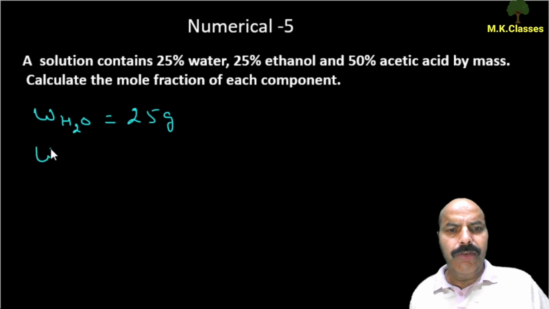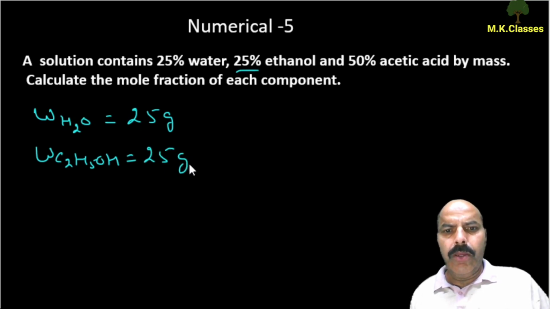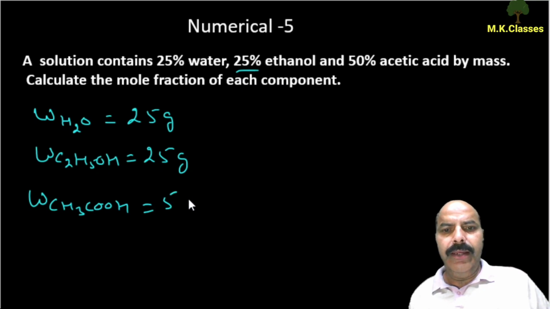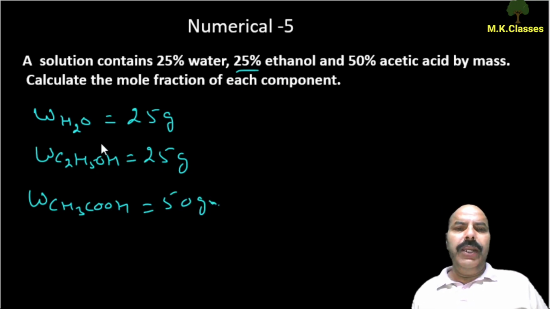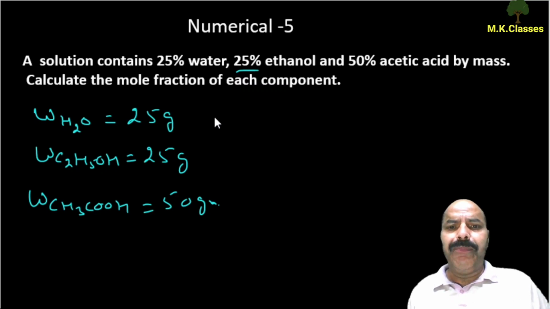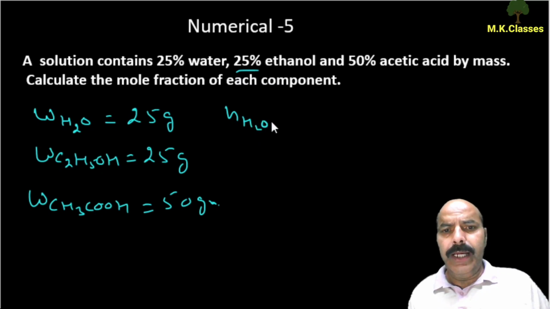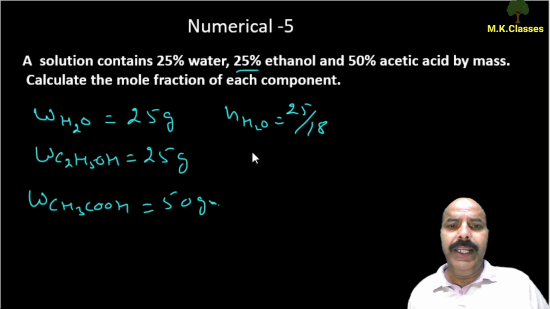So here mass of this ethanol beta C2H5OH, is that clear? That is again 25 gram. Clear? Then mass of acetic acid, that is CH3COOH bachcho, that is 50 gram. So bachcho, here we are given the different masses. So now we can calculate the number of moles of each component. Is that clear? So here let's say number of moles of water H2O beta, that is equal to 25 upon 18, इसका molecular mass जो है 18 है.